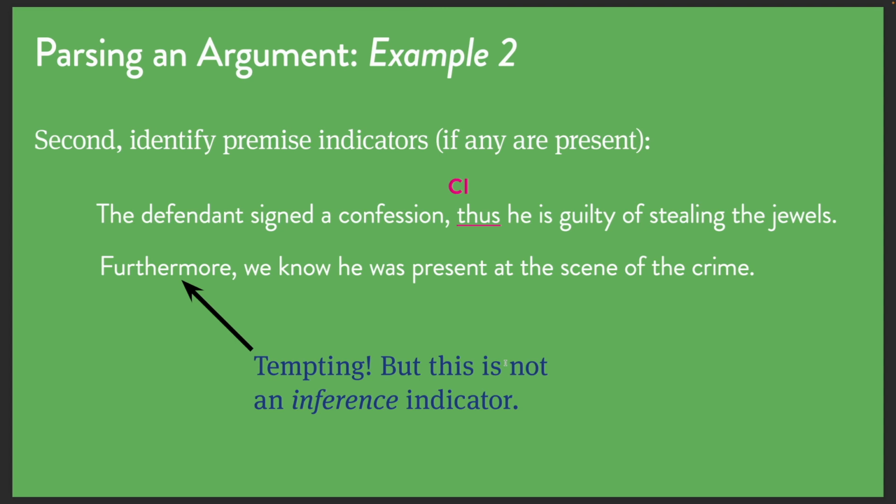Second, identify any premise indicators. There are actually none. I know it's tempting to put "furthermore" as one. I've seen students do this, but it is not an inference indicator. "Furthermore" says here's some more stuff, but it doesn't tell us what the more stuff is. Is the more stuff a premise, or is it more about the conclusion? It's not telling us anything about the inference. So "furthermore" is not marked because it's not indicating a premise, and it's not indicating a conclusion. It's just saying, here's some more stuff for you.